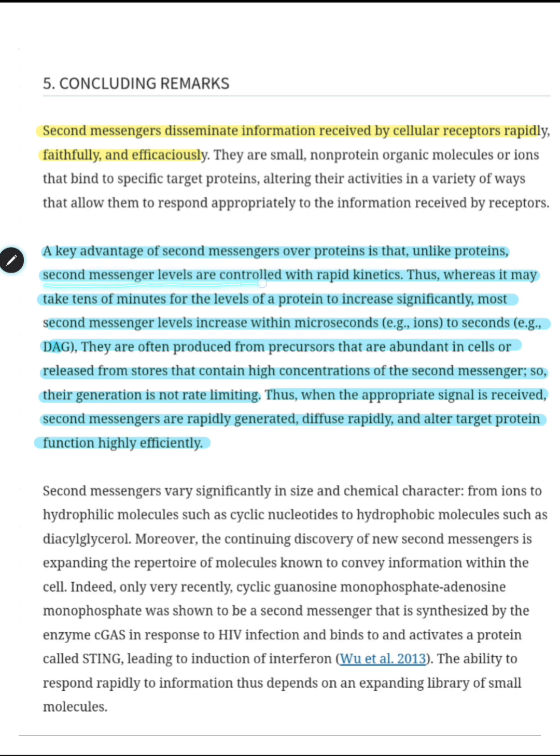The answer is that second messenger levels are controlled with rapid kinetics, whereas it may take tens of minutes for levels of protein to increase significantly. Most second messenger levels increase within microseconds, like ions, to seconds, like diacylglycerol. They are often produced from precursors that are abundant in cells, or released from stores that contain a high concentration of second messengers, so their generation is not rate limiting. Thus, when an appropriate signal is received, second messengers are rapidly generated, diffuse rapidly, and alter target protein function highly efficiently.